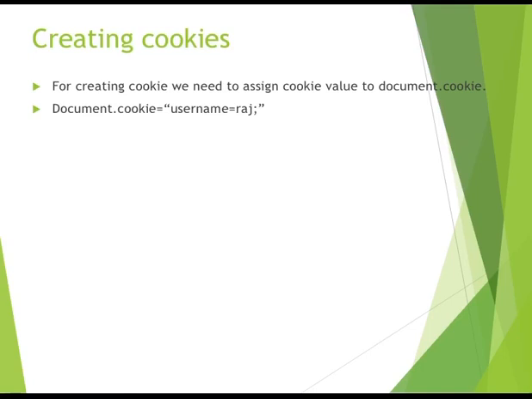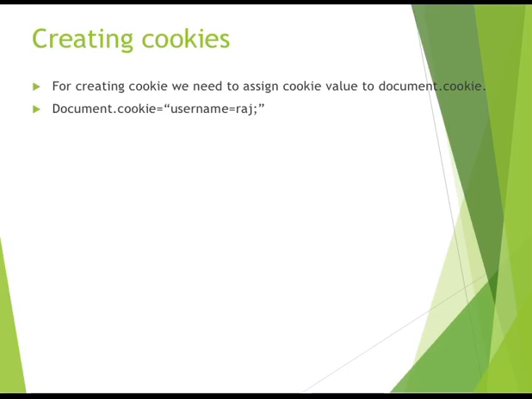Okay. So creating a cookie is basically a simple technique, and we need to assign a cookie value to the document dot cookie property. Okay. So we'll see just the syntax. So document dot cookie is for setting a cookie. Document dot cookie is equal to, you will write the name of the cookie.